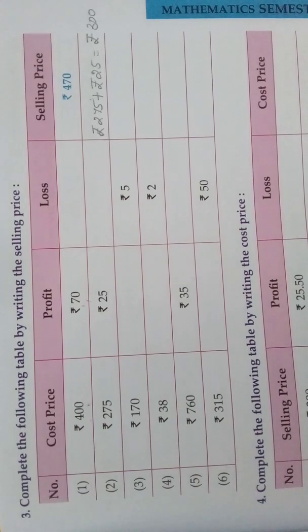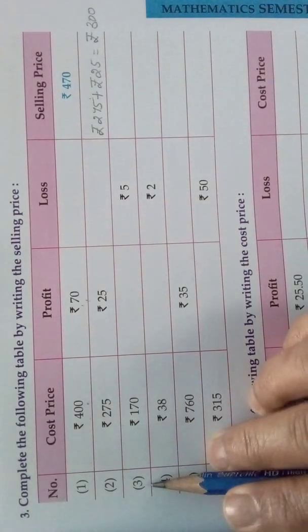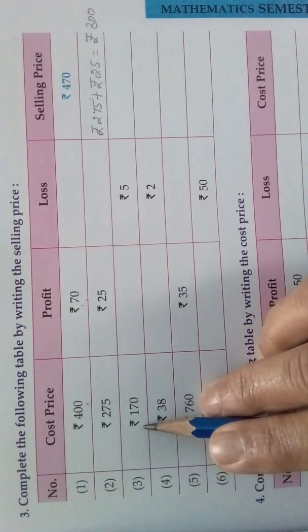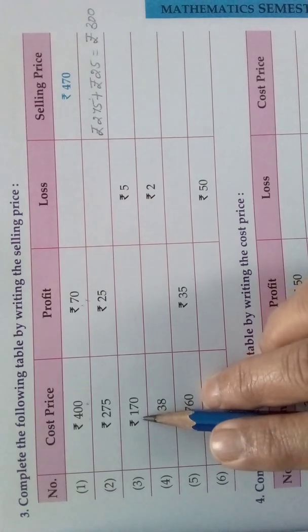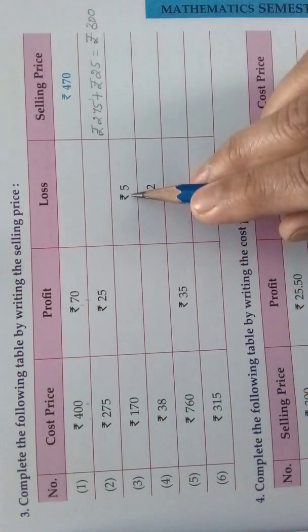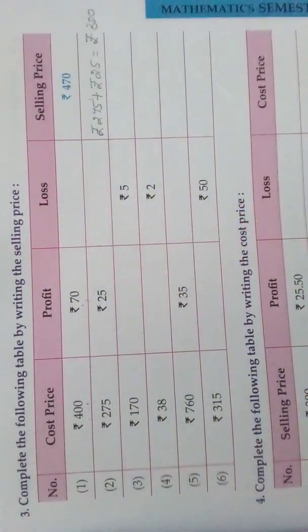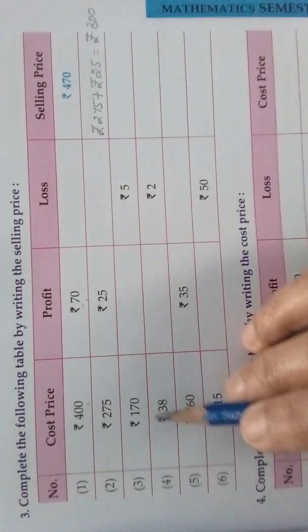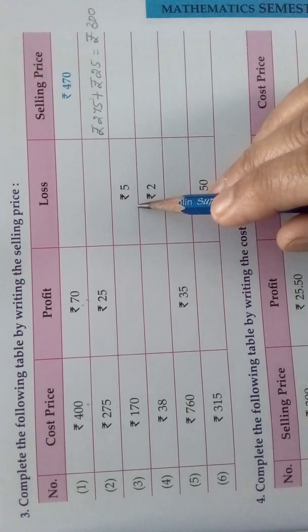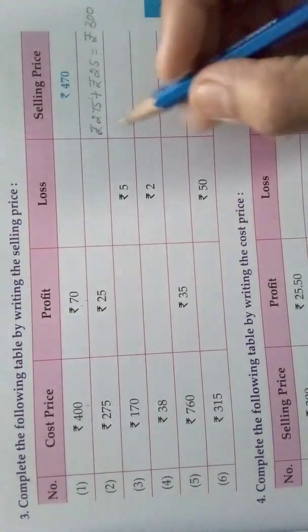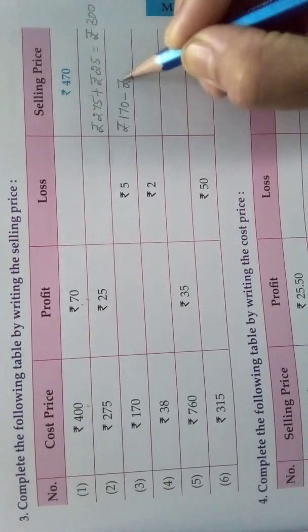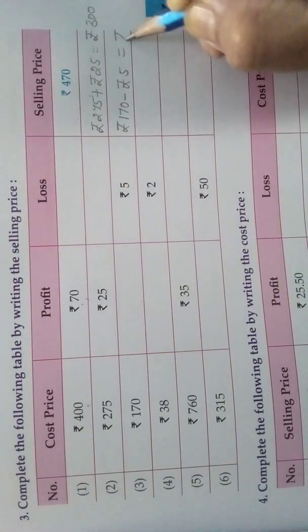Understood, children? Come here, we will see the next one. See, what is the cost price? 170 is the cost price. That is 170 rupees. And he got a loss of rupees 5. So, what is the selling price? What we should do? From the cost price we should subtract the loss. See, rupees 170 minus rupees 5, that is nothing but rupees 165.